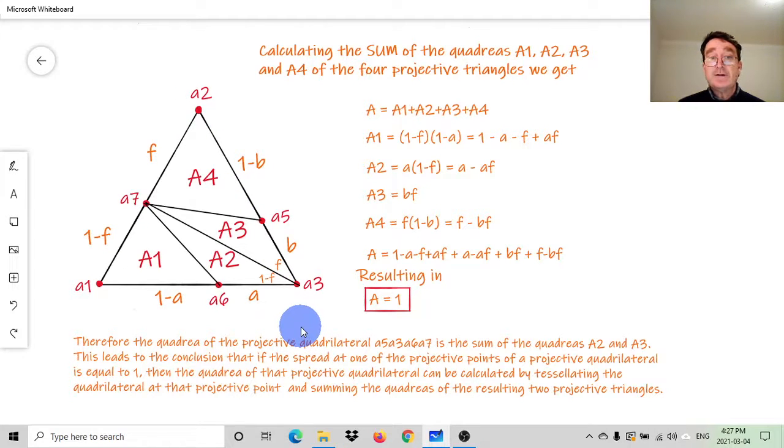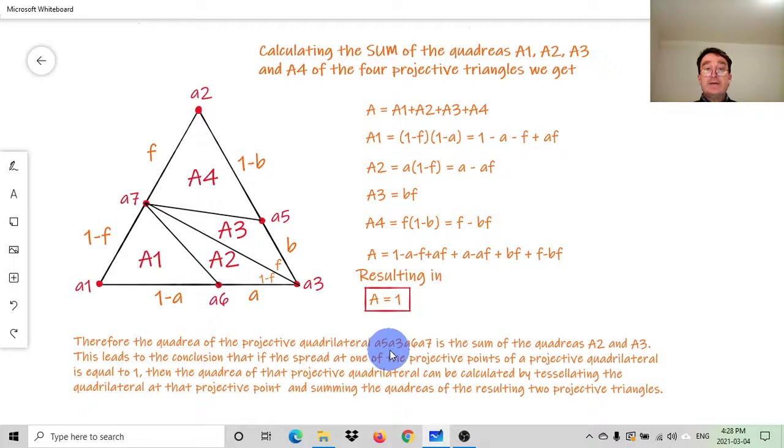So what's the difference between this configuration and the one where we tessellated by connecting A5 and A6 instead of A3 and A7? Like previously, we showed that if we tessellated it using a line between A5 and A6, then that did not sum to 1, but in this case it does sum to 1. So the only difference between the two triangles is that in this one there's a spread of 1 here, so we divided the triangle where the spread is equal to 1. So F plus 1 minus F is 1.